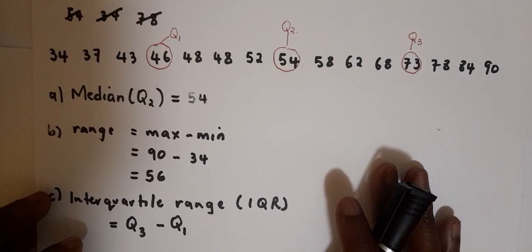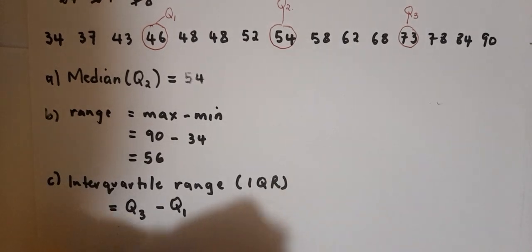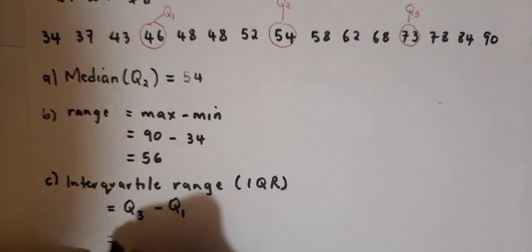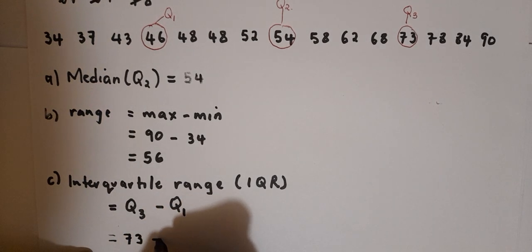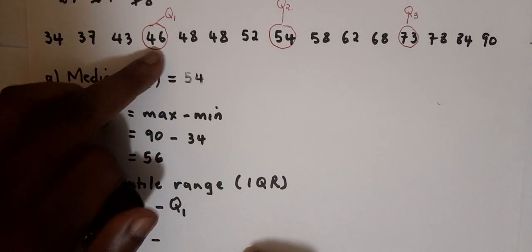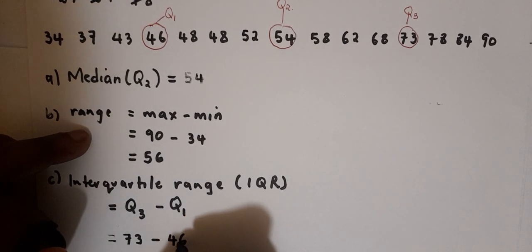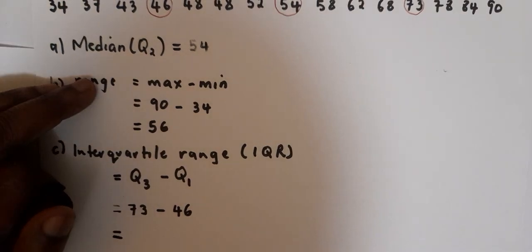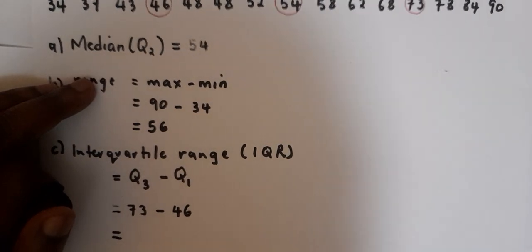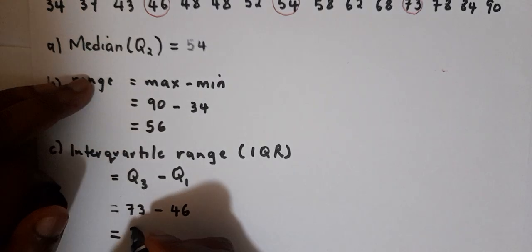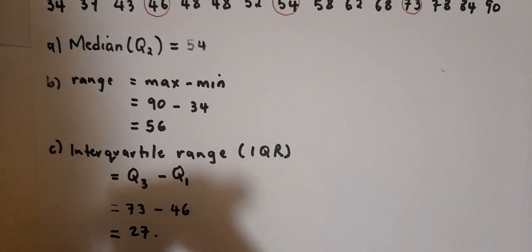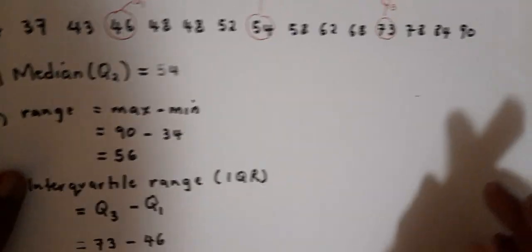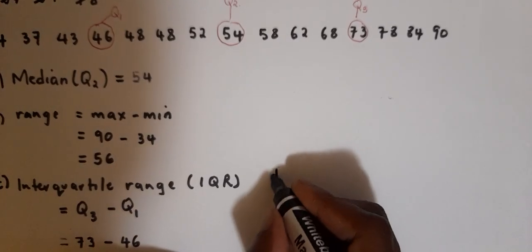Therefore, we can find our interquartile range. Our Q3, we go back to Q3, it's 73, minus your Q1, which is 46. And then the difference between the two, 73 minus 46, you get 27. Then that's our interquartile range.